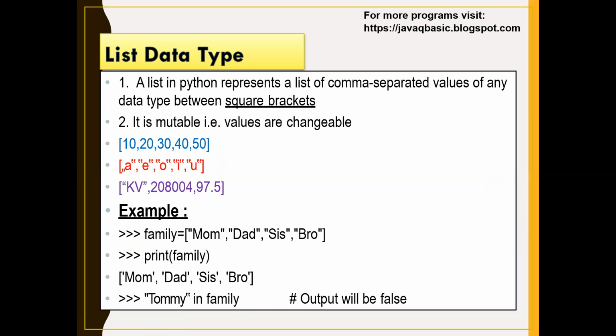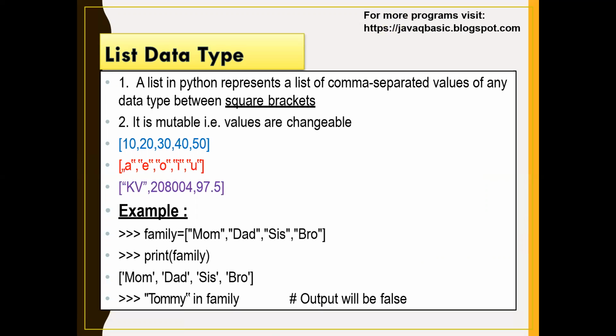List data type. A list in Python represents a list of comma separated values, CSV, of any data type between square brackets. It is mutable, values are changeable. Here you can see 10, 20, 30, 40, 50, example of list. Next one is AEIOU, that is also example of list, and the next one KV, 2080004, 97.5, that is also a list. Example, family equal to, in a square bracket, mom, comma, dad, comma, sis, comma, brother.